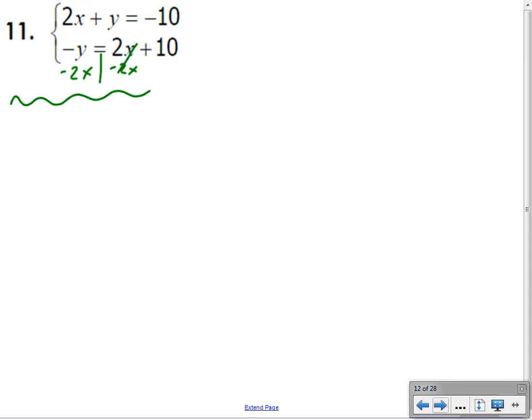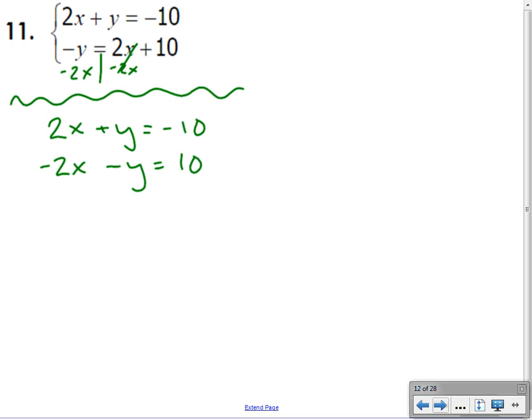Now, let's go ahead and just rewrite our system of equations. The top equation is not changing at all. But the bottom equation now, in the correct order, would be negative 2x minus y equals positive 10.